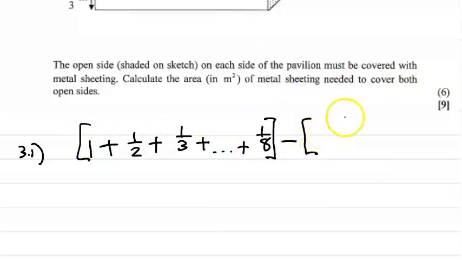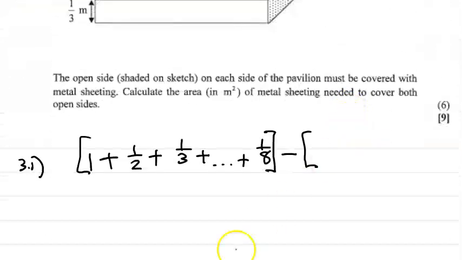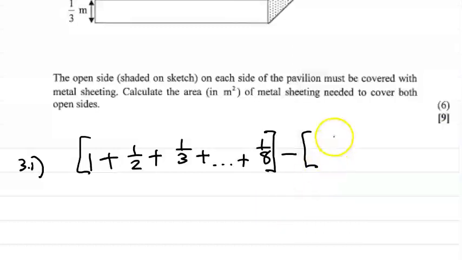so we've got the sum of that first series minus, let's look at the sum of the second series. The sum of the second series is 1 over y minus 1. Let's put that in. 1 over y minus 1, and y also here starts from 3. So 3 minus 1 equals 2, so that's going to be a half.